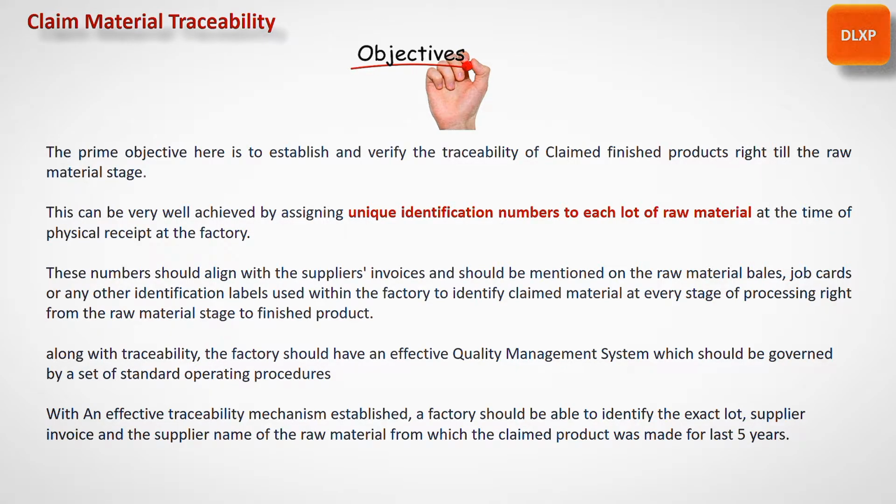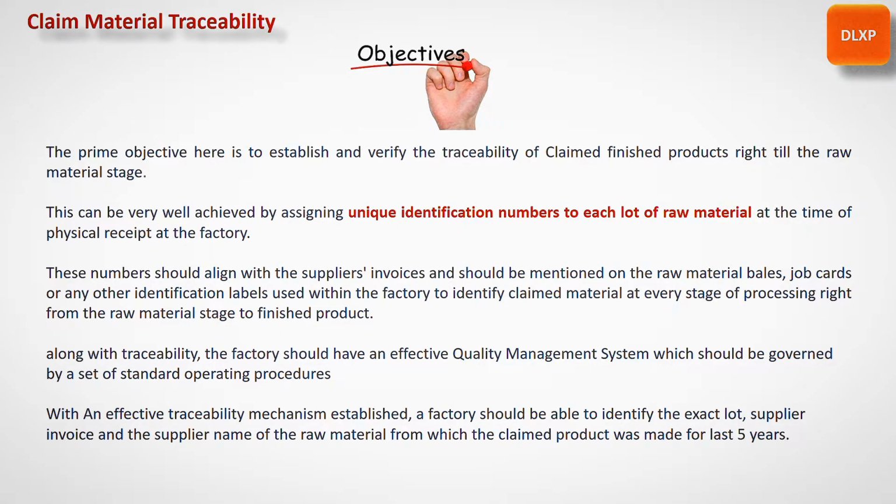This can be very well achieved by assigning unique identification numbers to each lot of raw material at the time of physical receipt at the factory. There are a lot of mechanisms involved in how to trace a product. The best practice is that whenever you procure any cotton or any raw material, it should be identified by a unique lot number that is traceable up to the end. These numbers should align with the supplier's invoices and should be mentioned on raw material labels, bales, job cards, or any other identification label used within the factory to identify claim material at every stage of processing, right from the raw material stage to the finished product.